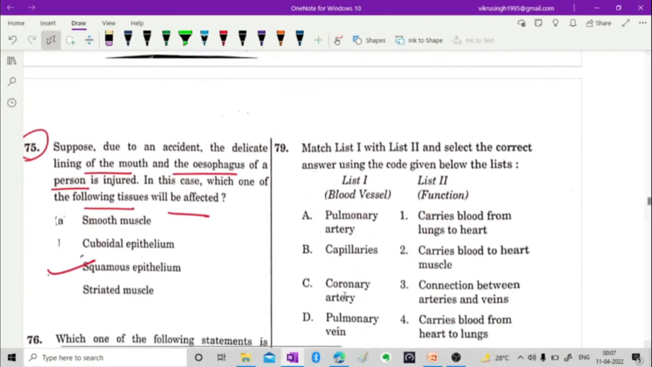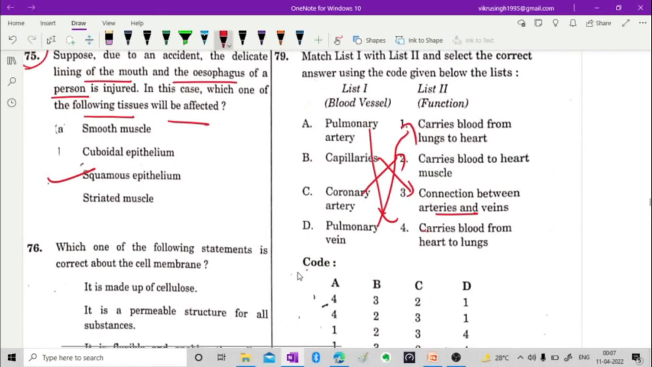Question number 79. Pulmonary artery carries blood from heart to lungs. What is the function of capillaries? Capillaries' function is connection between arteries and veins. Coronary artery carries blood to the heart. Pulmonary vein carries blood from lungs to heart. So the correct option is A.